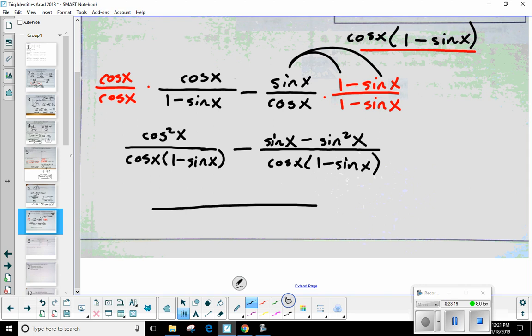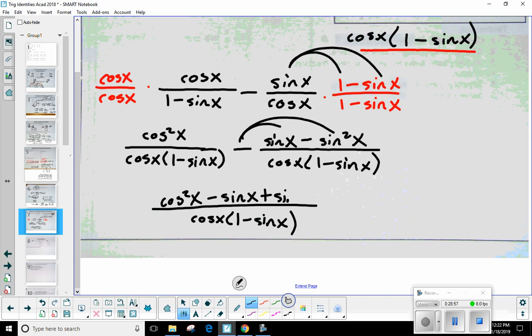Okay. So the same denominator, that's just cosine of x times 1 minus sine of x. Now these numerators are going to go up top. So I'm starting with this first one, cosine squared of x. But what do I have to be very, very careful of when I pull these together? The minus. Now if it's a plus, you're not going to have to worry about this. But if you're subtracting two fractions and you're going to combine them, you have to distribute that negative. Okay. So this is going to be minus sine x, what?